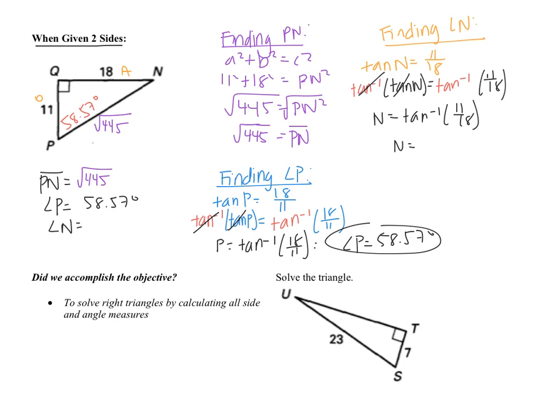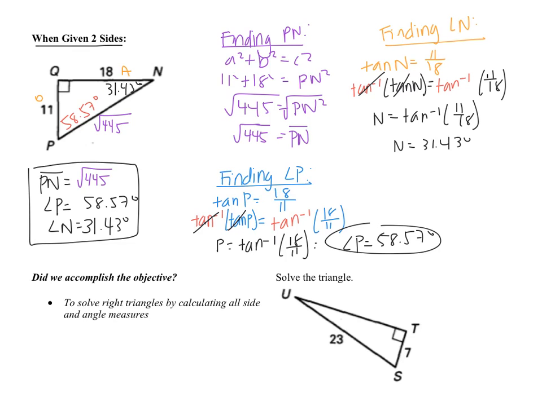Putting that in my calculator, I get angle N to be 31.43 degrees. So angle N is 31.43 degrees. And I'm going to write that in my figure.